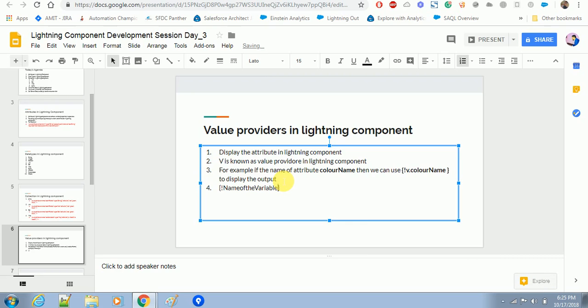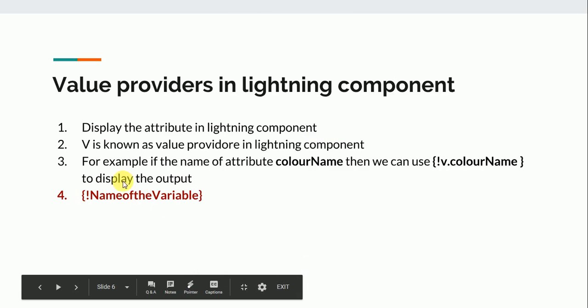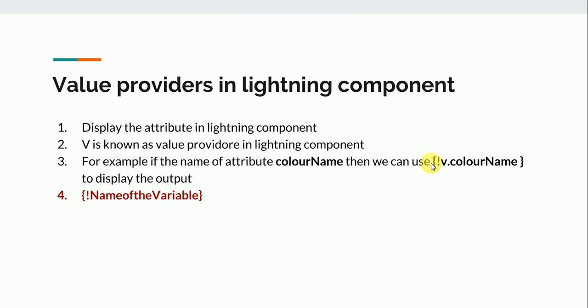But in the case of a Lightning component, if you want to display the value of the attributes, there is a value provider called v. And if you want to use that particular variable in our lightning input, in our UI input, we need to use the syntax curly braces, exclamation mark, v dot, the variable name. In the example, the variable name is color name, so we used v dot color name. So let's go ahead and see how we can use this value provider in the Lightning component to show the output of the attributes that we declared.